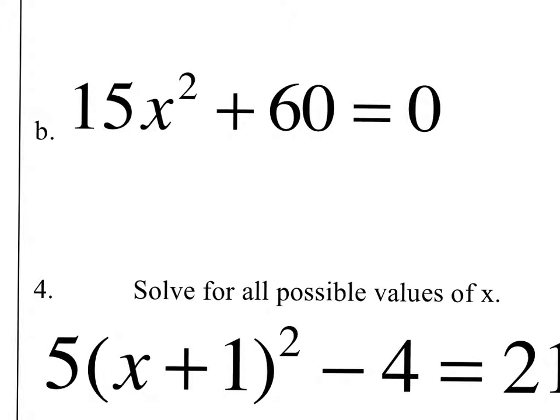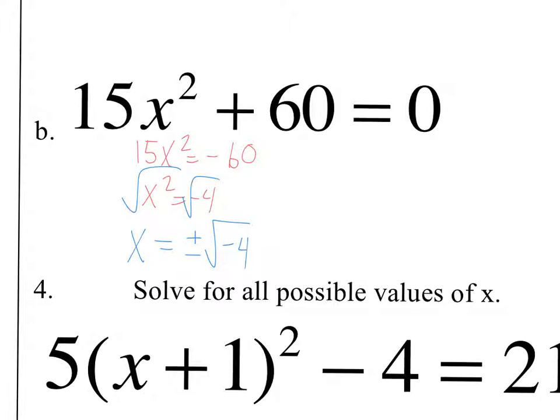Second problem. 15x squared plus 60 is equal to 0, minus 60 to both sides. We get 15x squared is equal to negative 60. Divide both sides by 15. X squared is equal to negative 4. Square root. X is equal to plus or minus the square root of negative 4, which is plus or minus the square root of 4 times i, which is plus or minus 2i. I'm sorry, 2i, not 2 square roots of i.